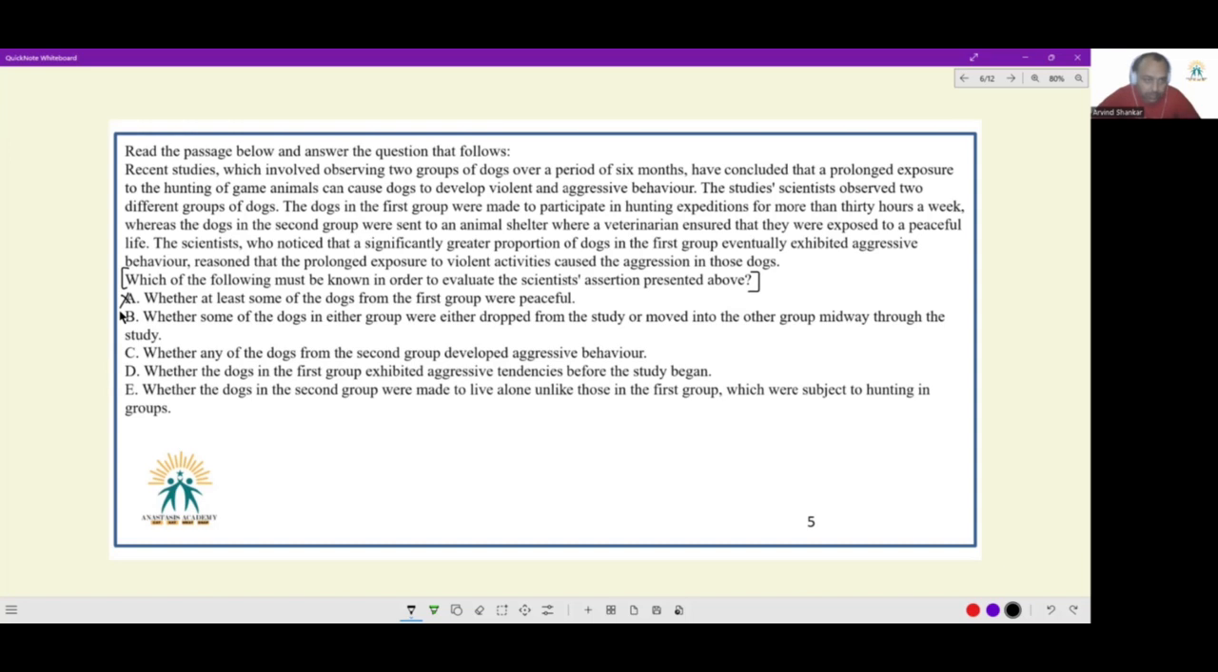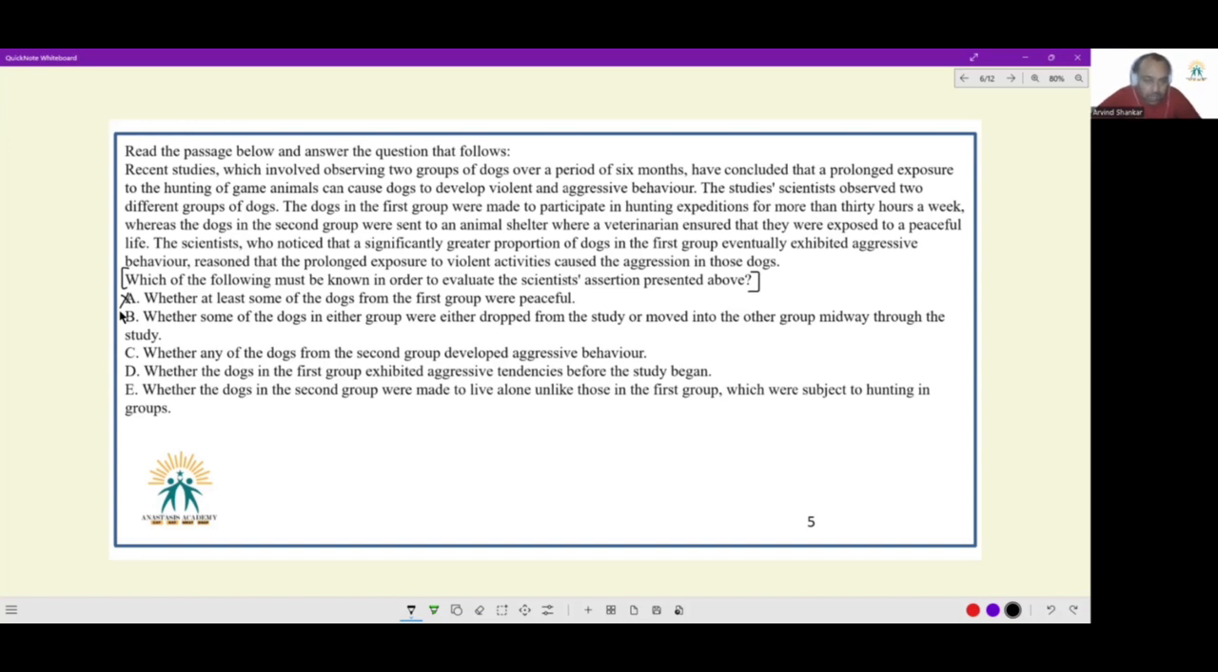Okay. As in B, if there had been an exchange of dogs between the two groups, it would weaken the assertion made by the scientist. If there had not been an exchange, it will not strengthen, but at least it will not damage. So between A and B, B is surviving.